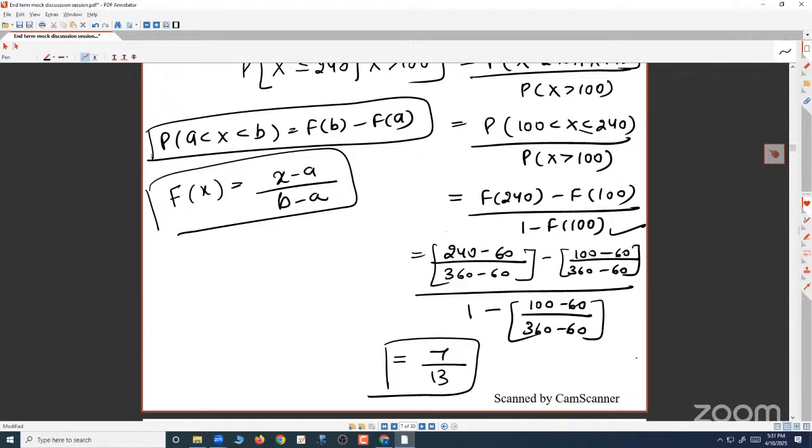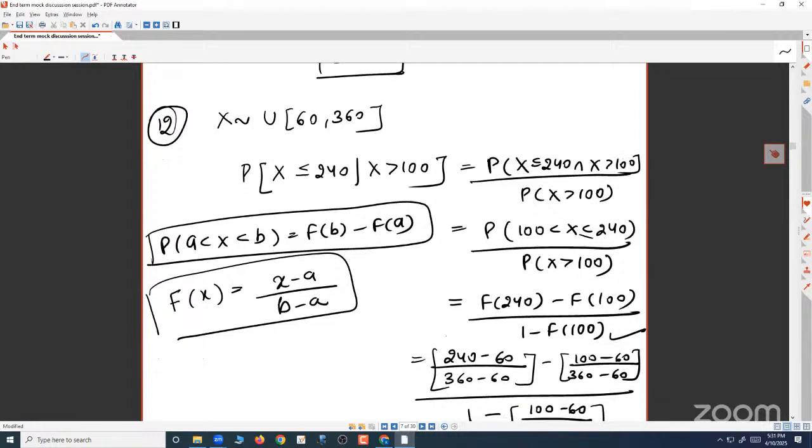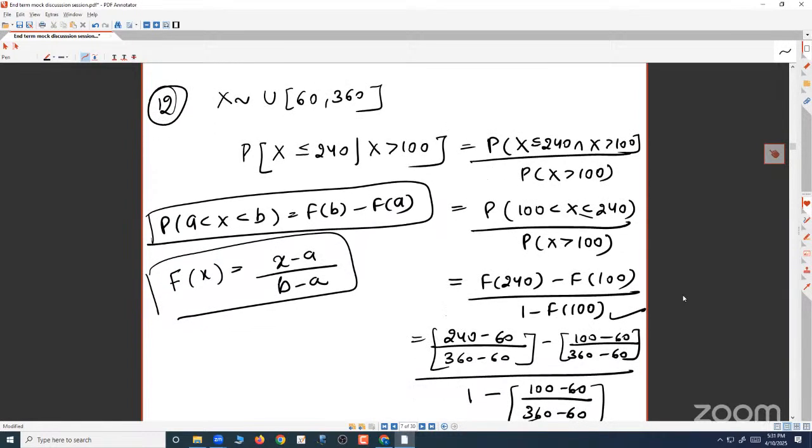Yes, ma'am. Could you please scroll up, ma'am? I would like to understand the probability of X less than 240 intersection X greater than 100. How did we rewrite it as the probability of 100 less than X less than 240? Previous step to this step. So if you see here, my x is less than or equal to 240 and it is greater than 100. So the intersection would be the values of x between 100 and 240, right?